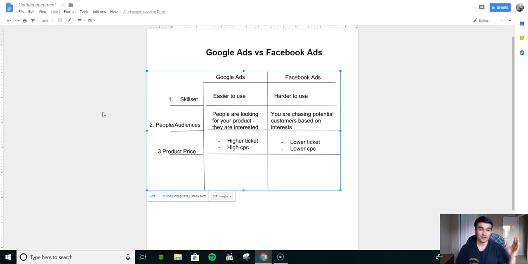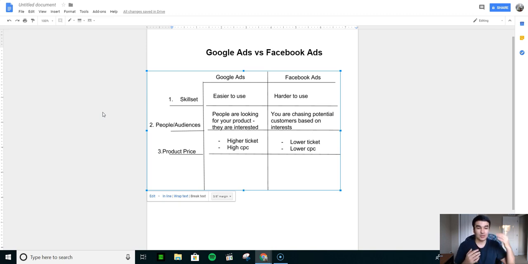But on the other hand, for Facebook ads, you are chasing potential customers based on their interests, demographics, age, or gender, right? So hopefully you're presenting a good offer and a good marketing strategy behind your campaigns, and it will get people's attention, and people will come and buy from your store.